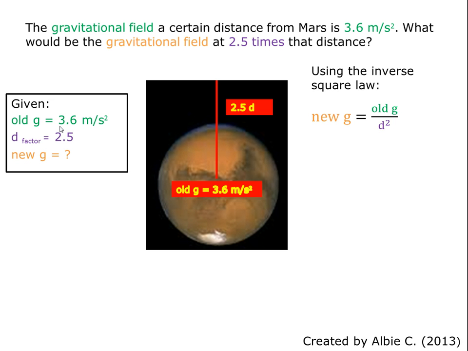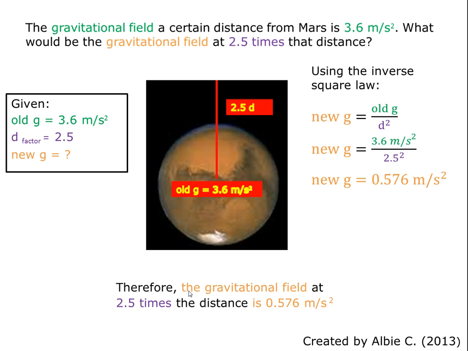The old gravitational field is 3.6 meters per second squared. The distance, which is a factor of 2.5, and we are asked to find the new gravitational field. Then we substitute in our given values, 3.6 meters per second squared divided by 2.5 squared, to give us an answer of 0.576 meters per second squared. Therefore, the gravitational field at 2.5 times the distance is 0.576 meters per second squared. Finally, the unit check is shown here in blue.